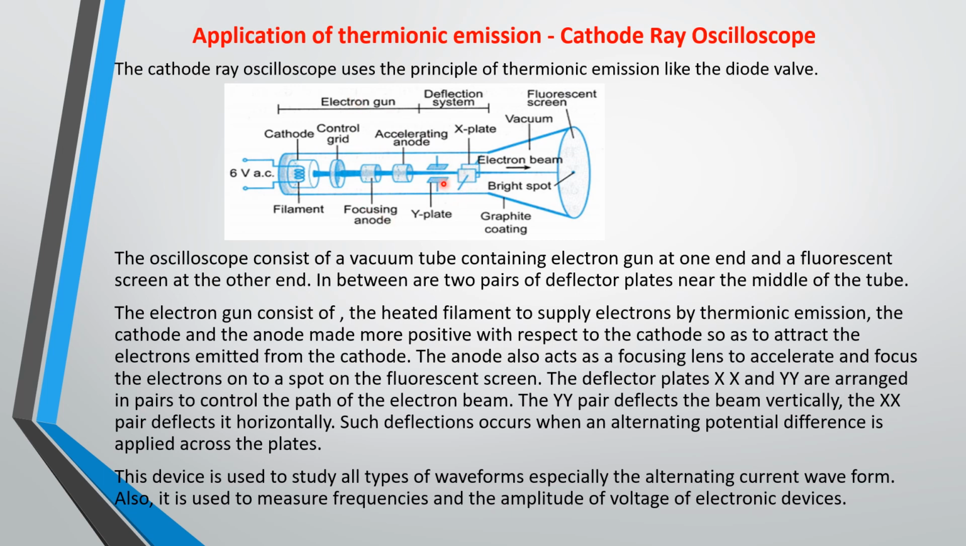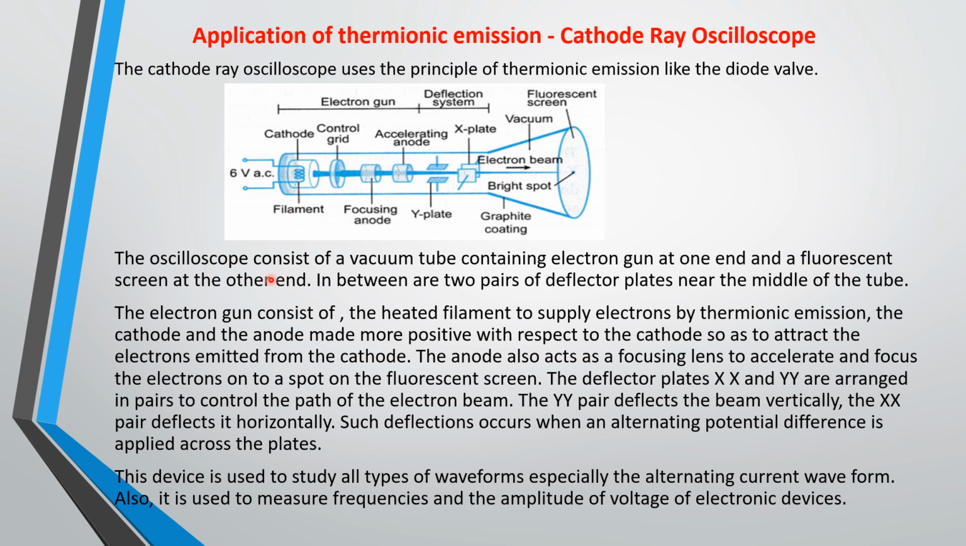These are the two deflectors. Deflectors are the X plate and the Y plate. Then you have the electron gun that contains the cathode. Then it has the anode that is close to it. Then this is the control grid. All these components of the electron gun have different functions.